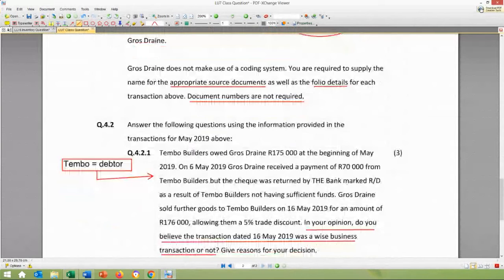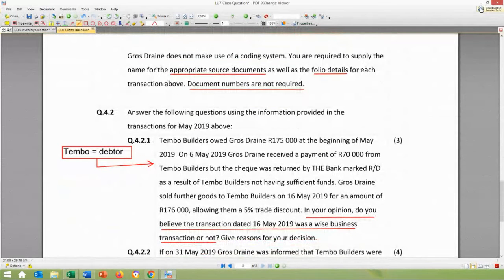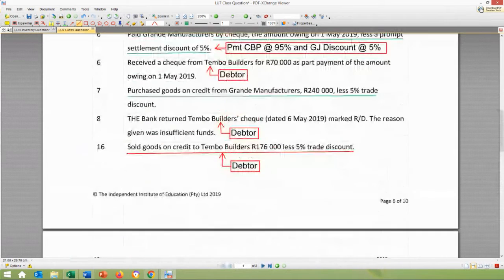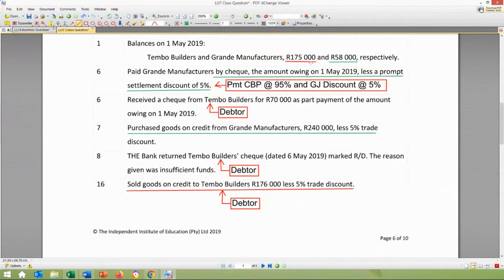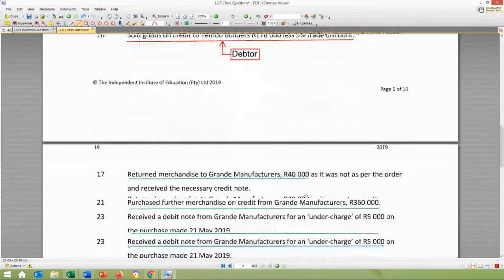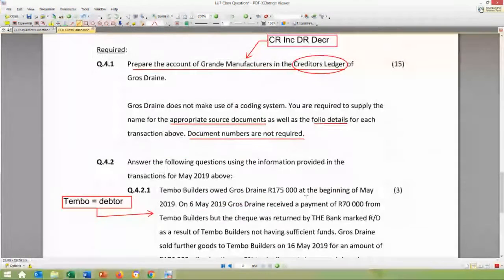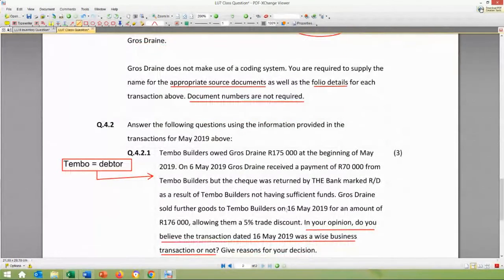Okay, so answer the following questions using the information provided in the transactions above. So they tell you Timber Builders owed Grosdane 175,000 at the beginning of May. Now that information you would have also seen here that they owed us 175,000. Then we can see that they paid 70,000. That 70,000 was returned, and then we did additional sales to them for 176,000 less 5%. Okay. So they're just summarizing all that information here in the paragraph again for us.